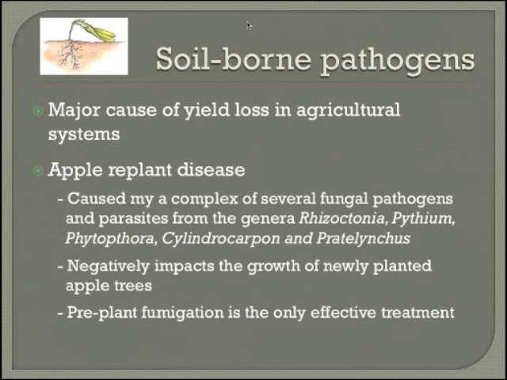And so because it's such a big problem, orchardists, even organic orchardists, will remove their land from production and use pre-plant fumigants that are these very toxic chemicals that are harmful to the environment and workers, but they also completely sterilize the soil, killing all the pathogens as well as the beneficials. So we need some alternatives to that problem.